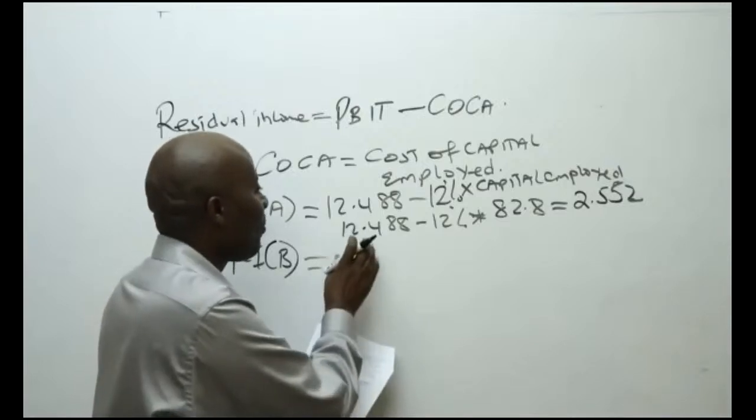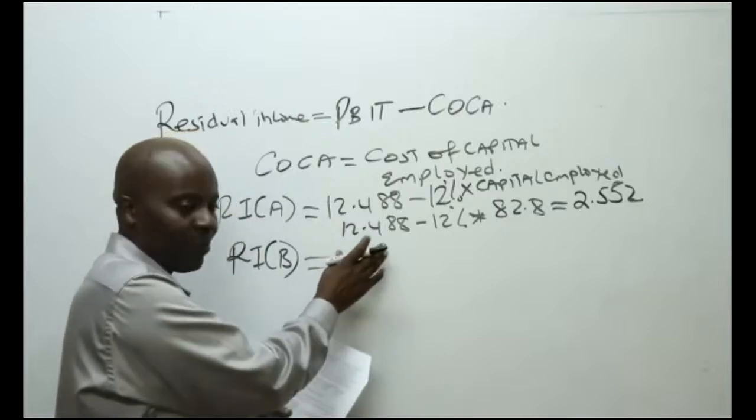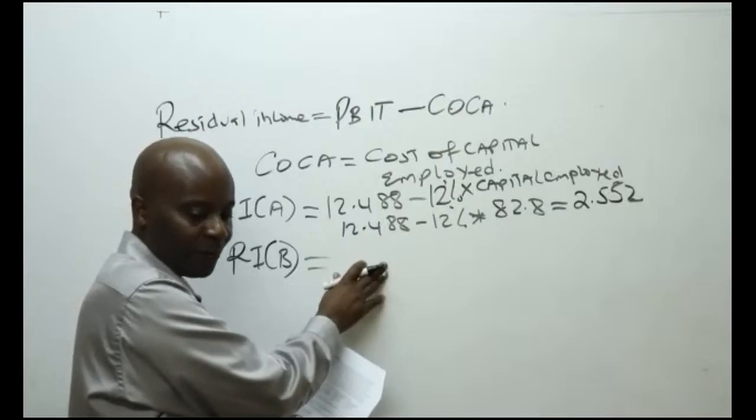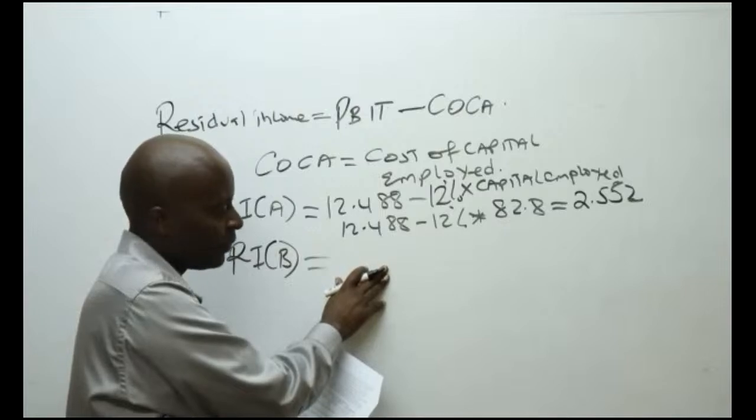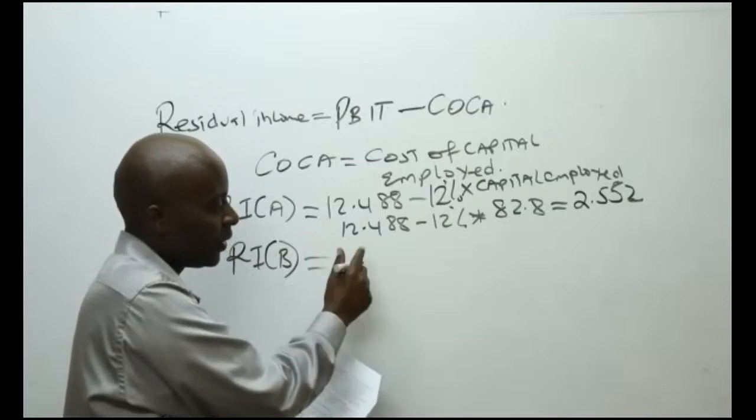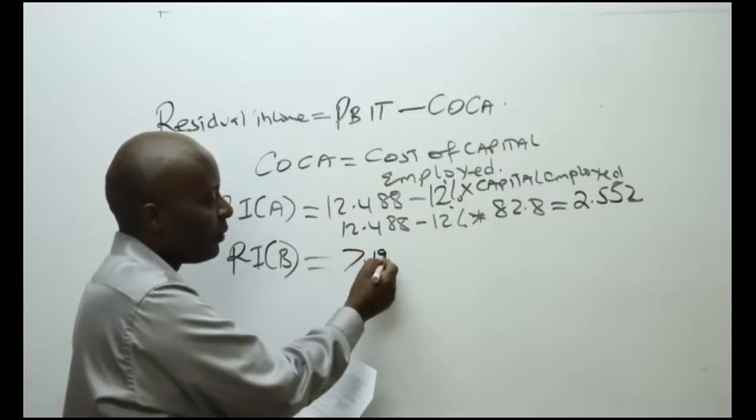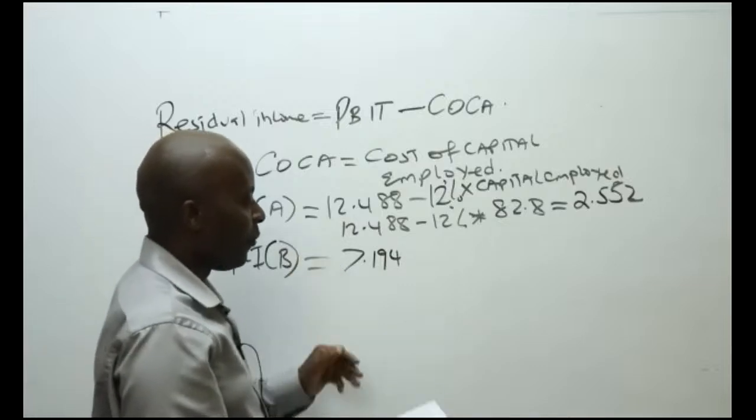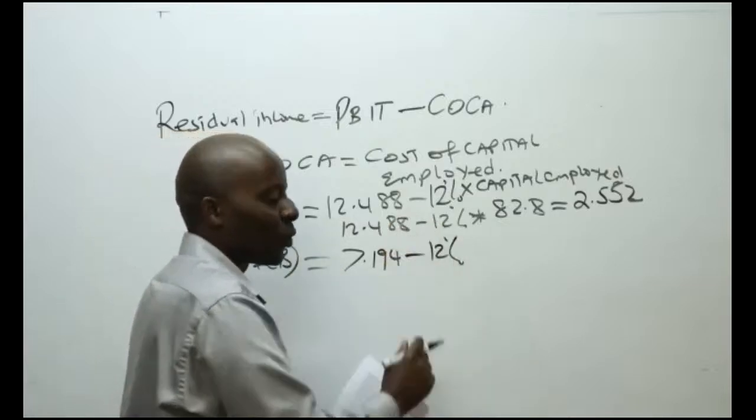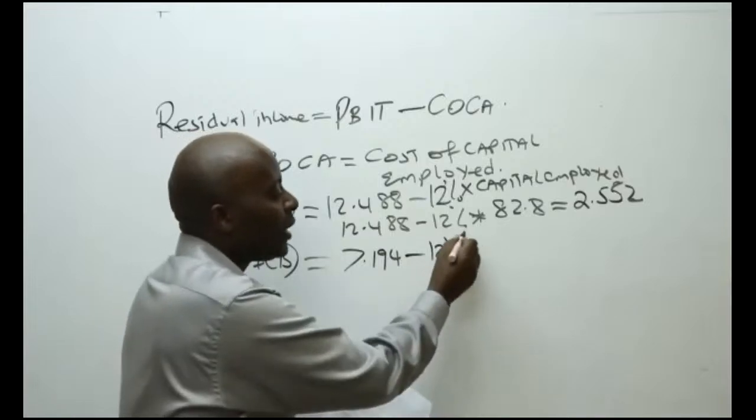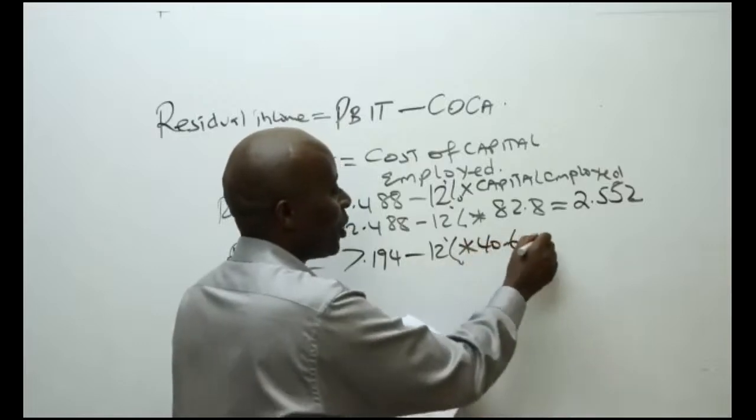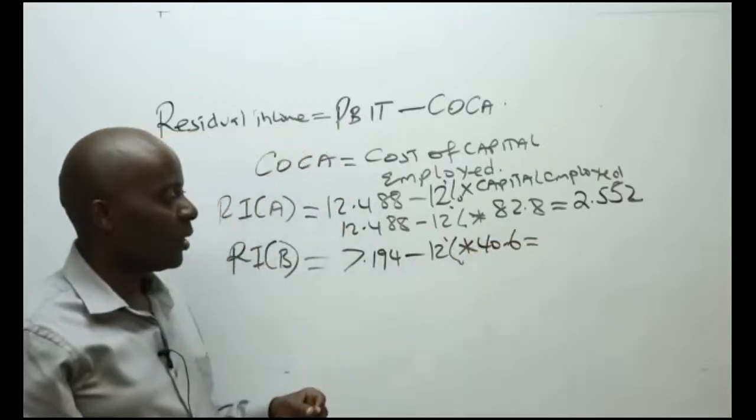I grabbed my profit. Who is able to remind us what the profit is here? They are giving it 7.194. 7.194 as the final answer, or the profit? Profit, minus the cost of capital, which is 12% multiplied by the capital employed. The capital employed in B was 40.6. So then you should be able to give me the final answer. Please give me the final answer.